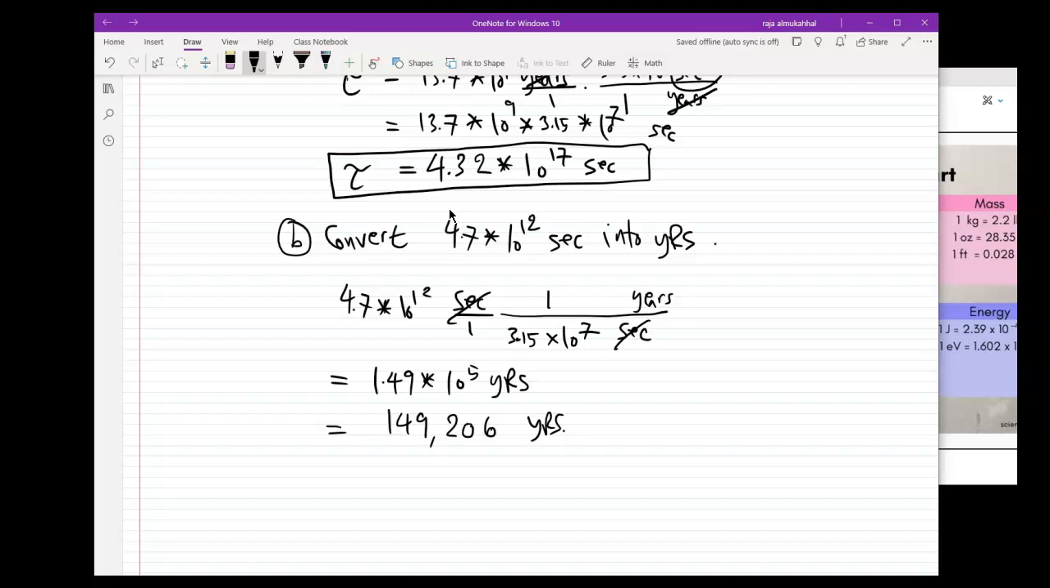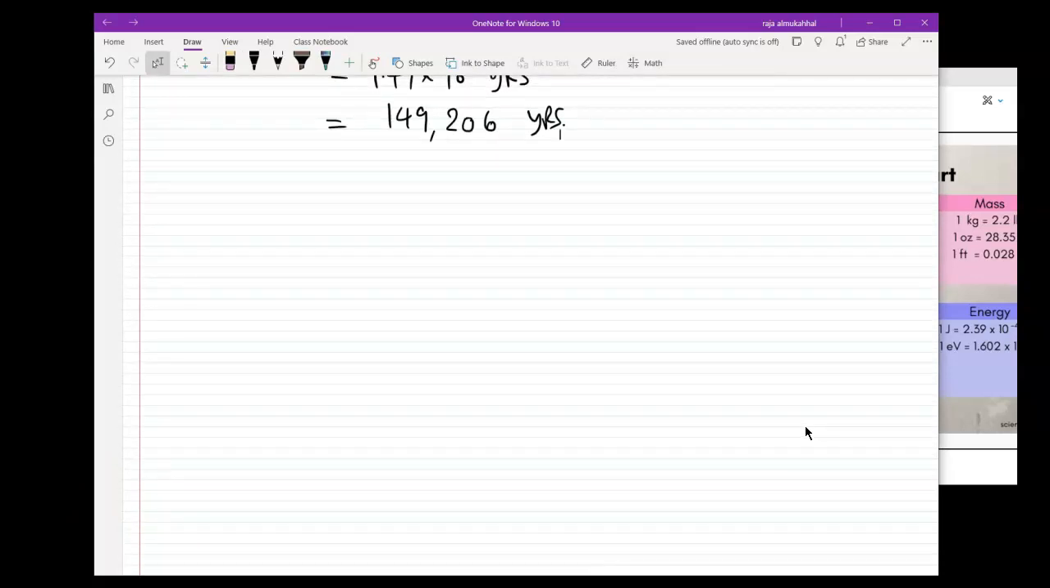Okay, I think that's all I wanted to talk about regarding conversion of units. Now I want to move on to kinematics in one dimension. So the next topic is kinematics in one dimension.